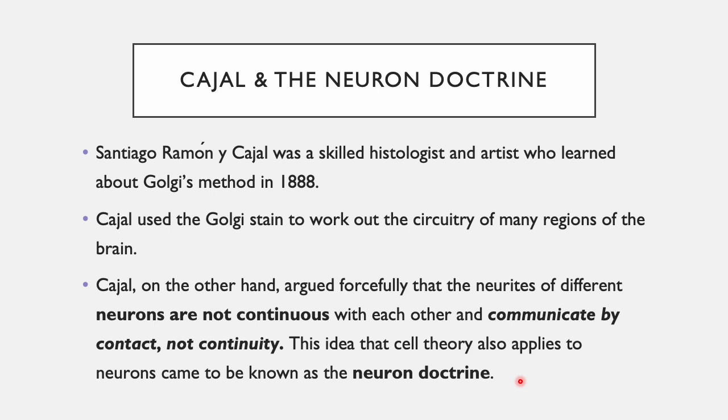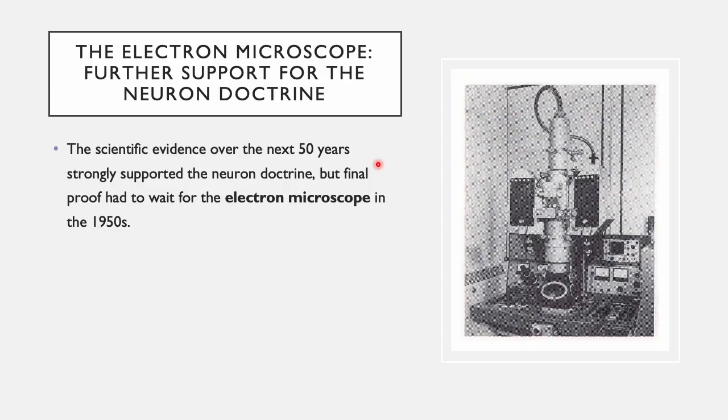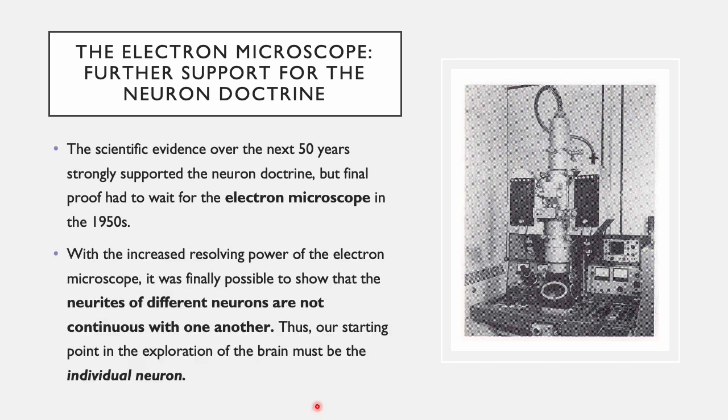However, Cajal's hypothesis could not be proven until the invention of the electron microscope. So, over the next 50 years, we had to wait for the electron microscope to be created because if you remember earlier in my lecture, I talked about how the space in between neurons is extremely small. It's only about 20 nanometers. So the resolving power of the electron microscope proved that the neuron doctrine theory was correct and that neurons are individual cells that communicate with each other and they are not actually connected.